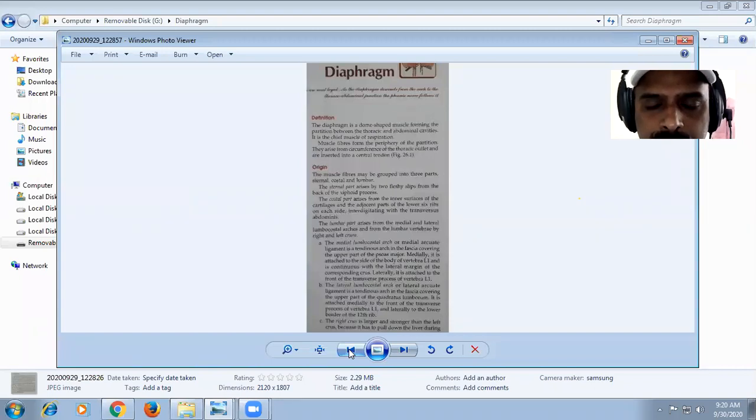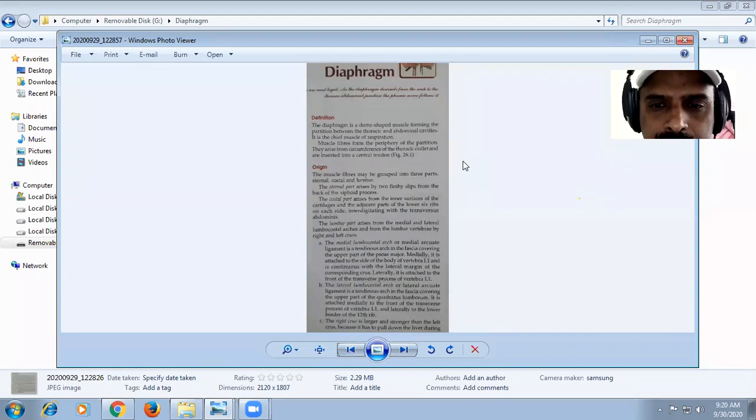One thing you have to remember: a muscle has an origin, insertion, nerve supply and actions. Almost all the muscles, you have to remember as having the muscle origin, insertion, nerve supply, action and clinical anatomy. This is a must you have to remember in the diaphragm.